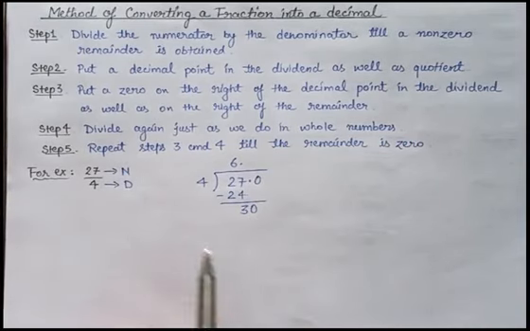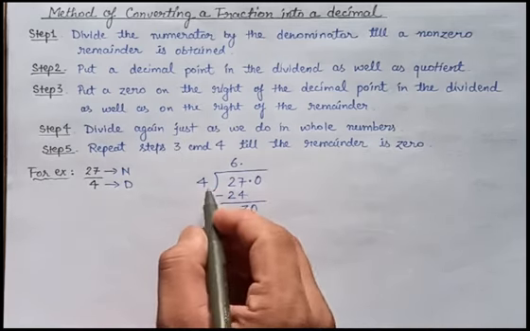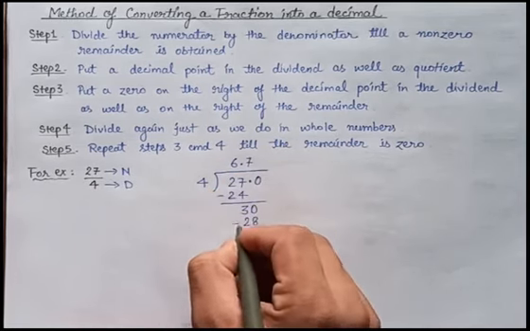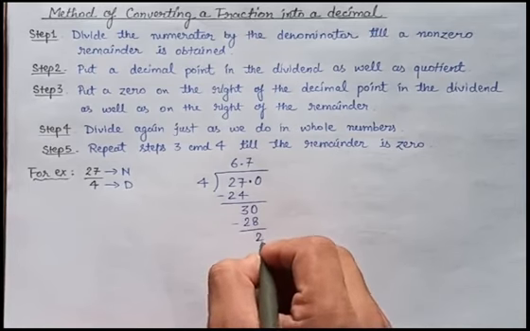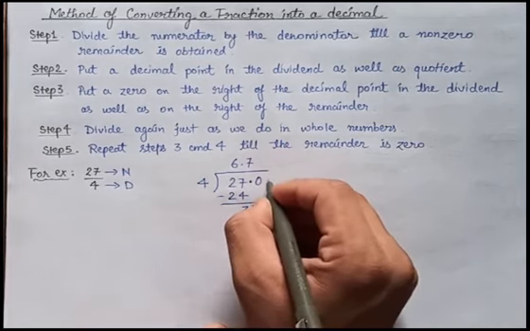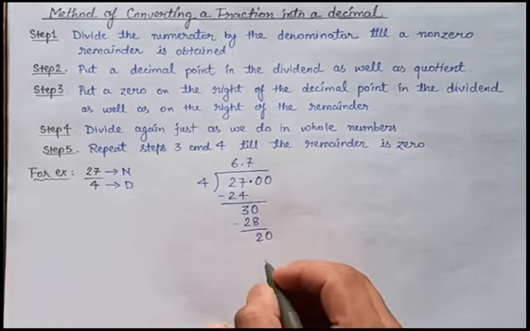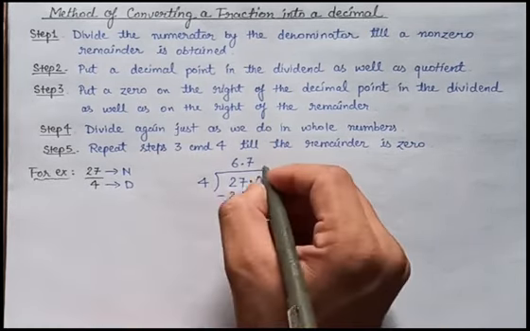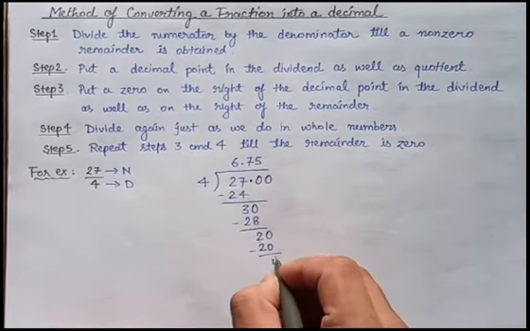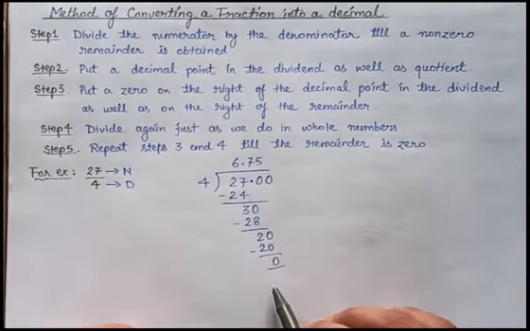Okay. Now step 4 is divide again just as we do in whole numbers. So let us divide. 4 7 times 28. So after subtracting 28 from 30 we get the remainder of 2. Okay. Now again we put 0 in the dividend right side of the decimal point and also right side of the remainder here. Now 4 5 times 20. So here we have 20 and we get the remainder of 0. As we get remainder 0, so our step is completed.